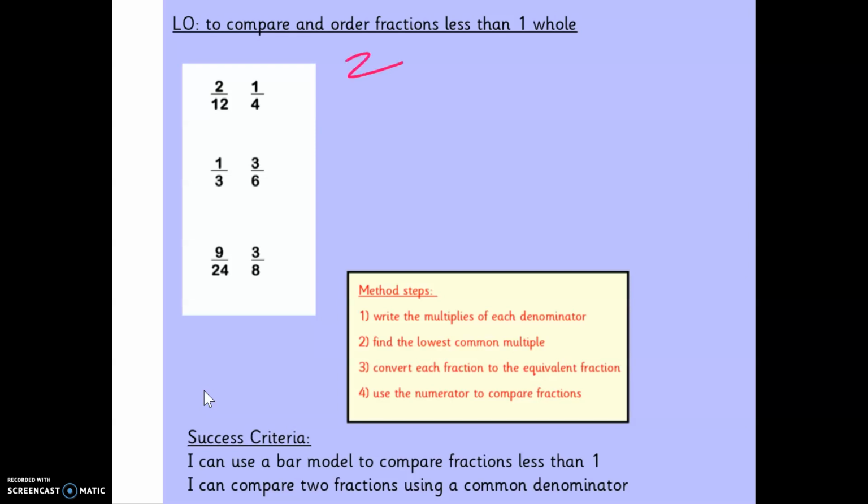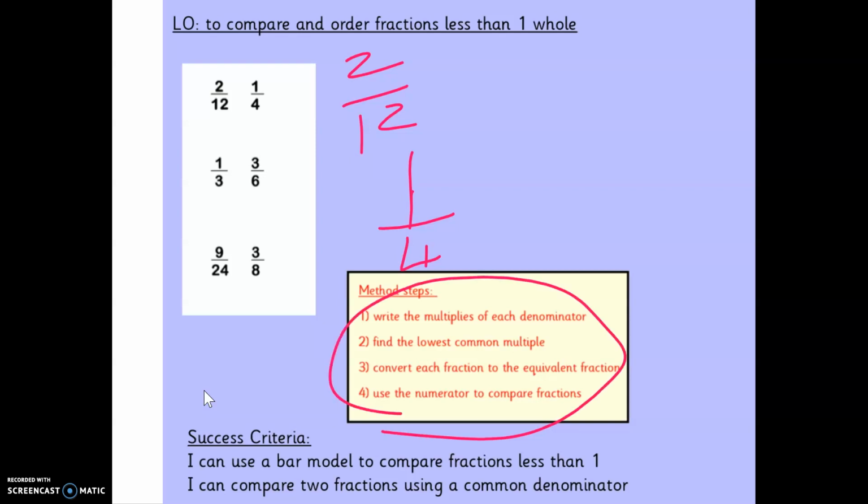So if we look at 2/12 and 1/4. What we need, to be able to compare them, is for the denominator to be the same number. At the minute we have two different denominators. We have 12ths and we have quarters, and we want them to be the same denominator so we can compare them. Because if they have the same denominator, it means the bar is in equal chunks and we'll be able to compare them.